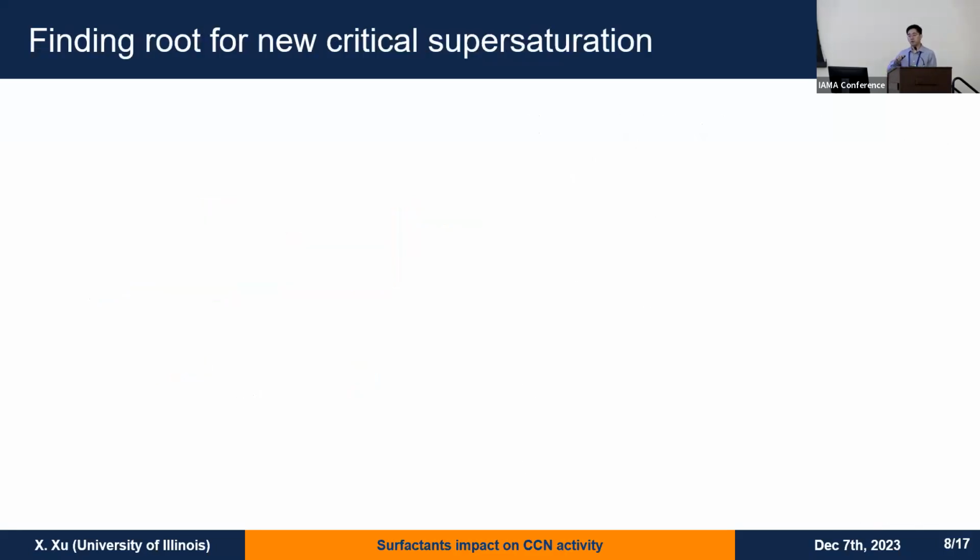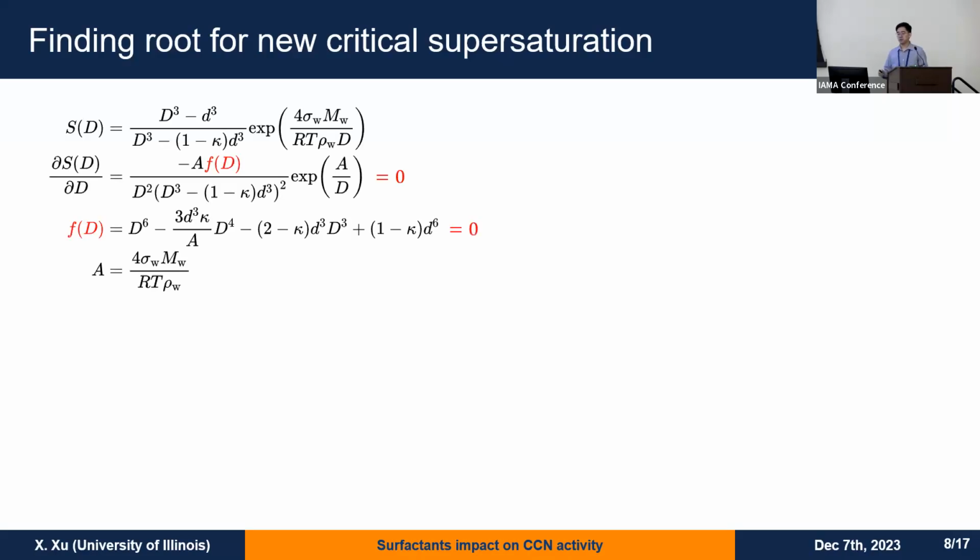So by recalling the previous Köhler curve and surface tension, we know that the surface tension actually changed during the particle growing process. So we want to find the effective surface tension at a critical supersaturation point. Previously, when we just considered constant surface tension, simply speaking, we just needed to find the derivative equal to 0 of the Köhler theory.